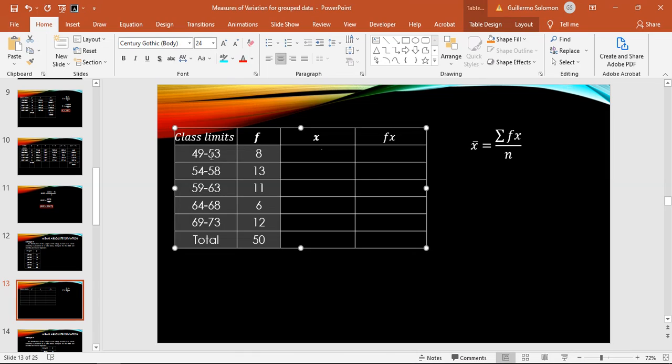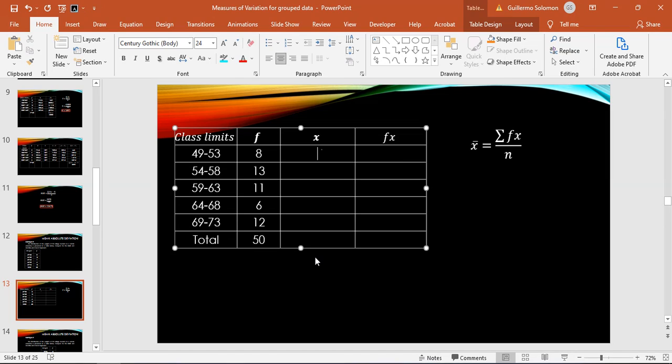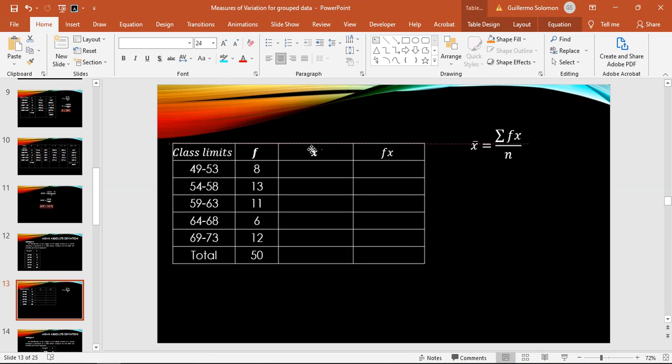Yung data dito. Ayan. So, first step, kunin natin yung frequency distribution, or group data. Okay, so first step in getting the mean for group data, alam niyo na, kukunin muna natin yung class mark ng each of the class limit.